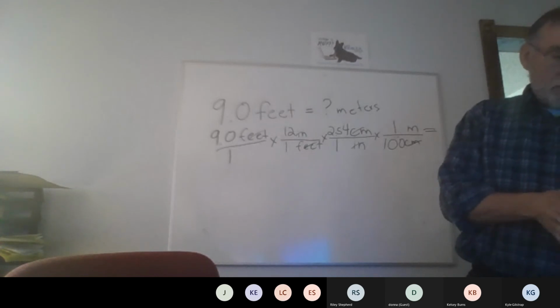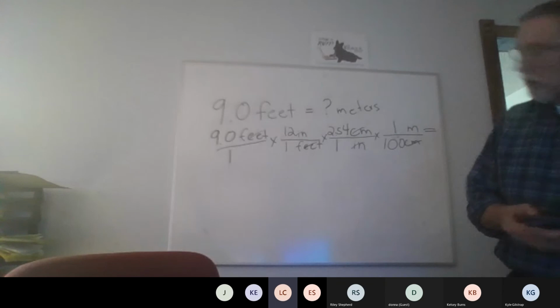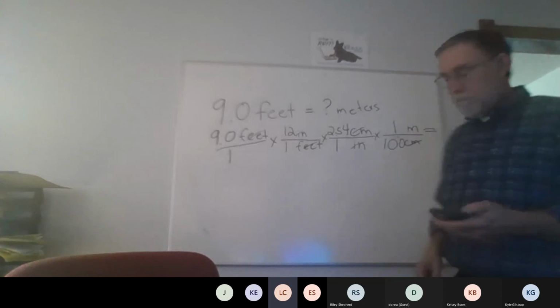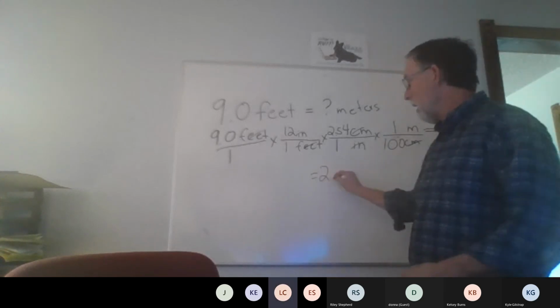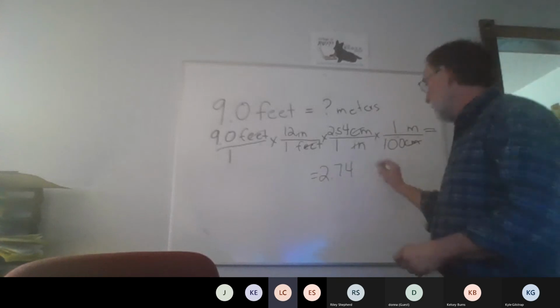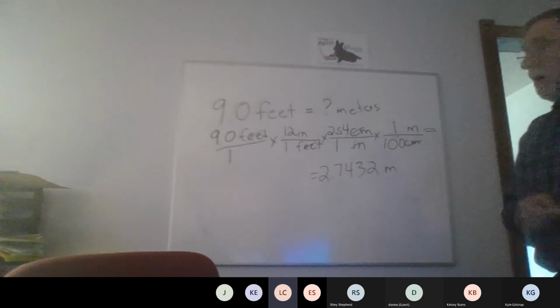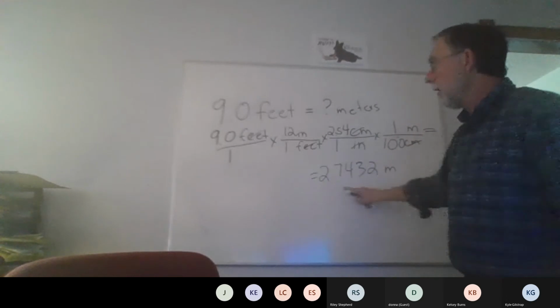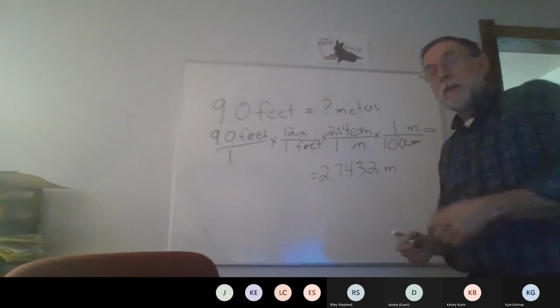So if I get my calculator out, and if I do the math, I get this answer from my calculator of 2.7432 meters. For LabFlow, for Wiley Plus, if you put that in as the answer, they mark it wrong, because it would not have the correct number of significant digits.